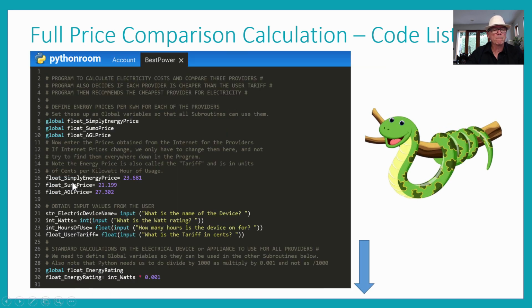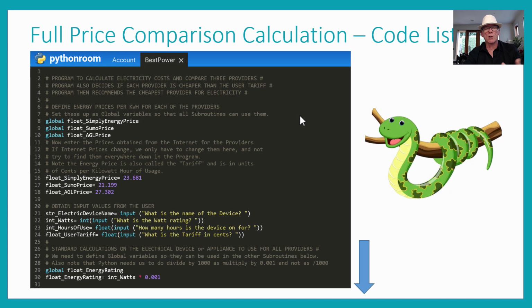It's best to put your prices up here at the start and refer to them down in the program, because if Sumo changes their price a couple of months from now, you can put in the new price here, and you don't have to go hunting around for the Sumo price in every module in the program to change it. We only have to change the things once at the top. So that's a good idea, setting up global variables and just having them appear once at the top with the values.